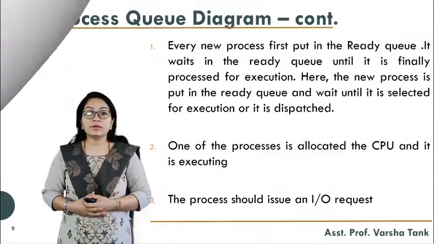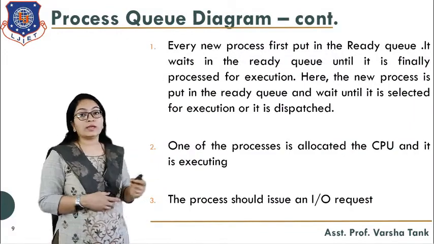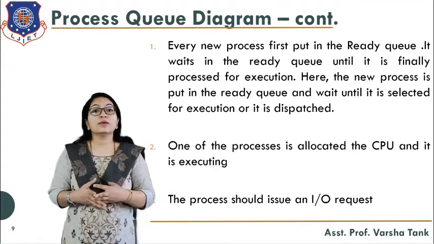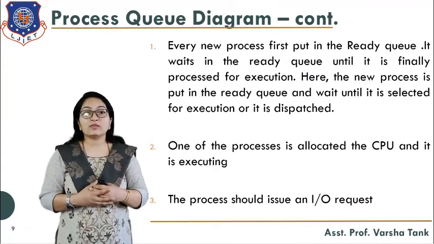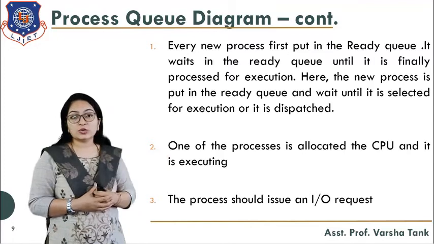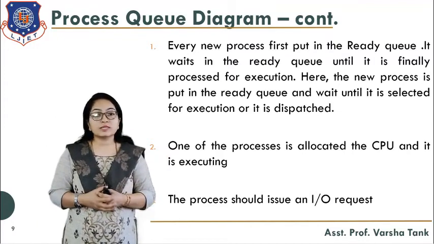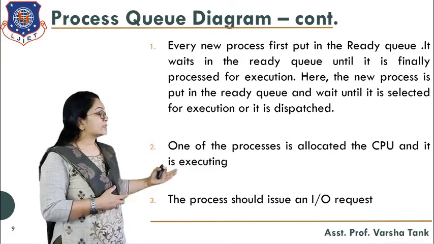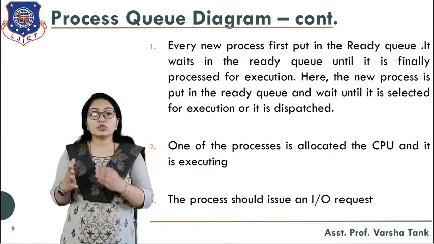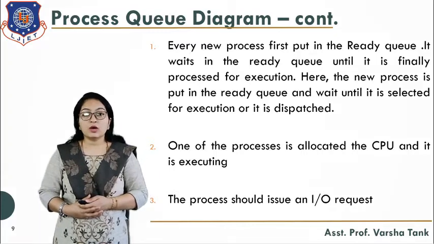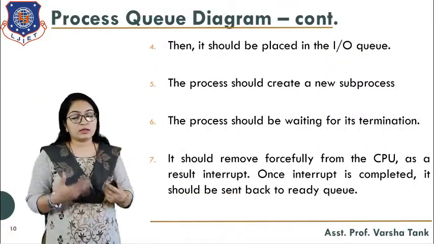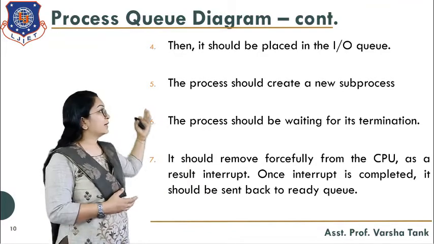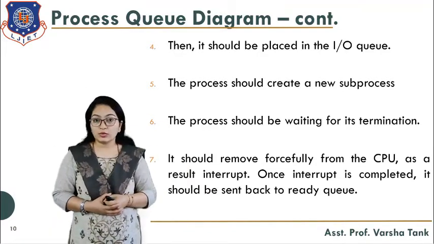Okay. So whatever I have explained is written over here. First step is every new process is first put in the ready queue. So it waits in the ready queue until it is finally processed for execution. Then one of the processes is allocated the CPU and it is executing now. And next the process may issue an input output request. If it issues the input output request, it will go in the IO queue. So it should be placed in the IO queue.